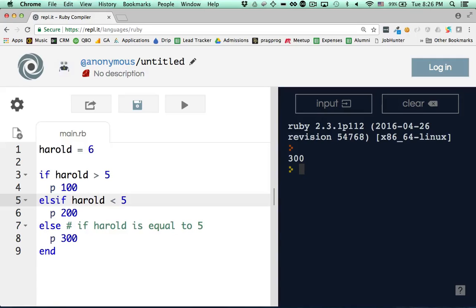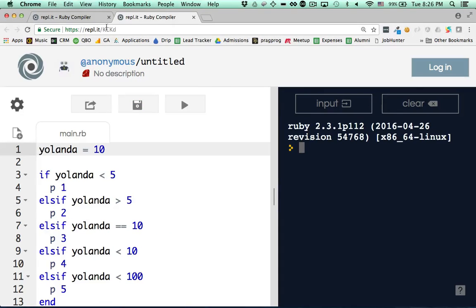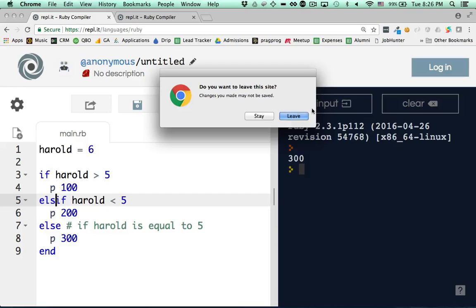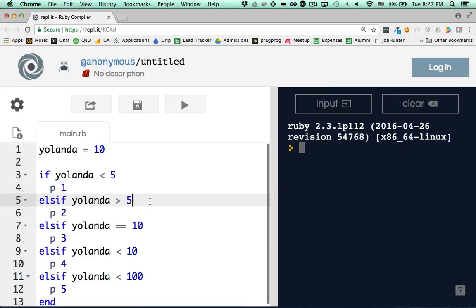We're going to see more and more examples of this. In fact, the next example involves quite a few else ifs. Let me pull it up. Okay, here we're creating a variable Yolanda, which is 10. A lot of possibilities here, and this is tricky, and you'll see why. Let me just read you through it.